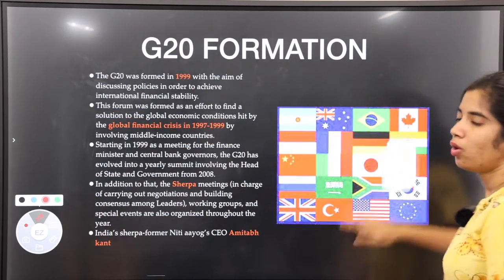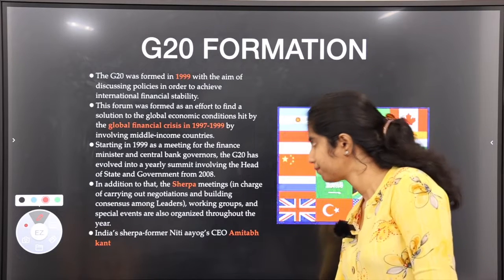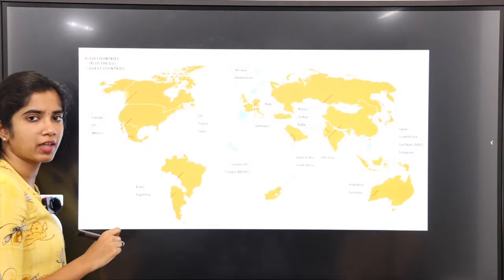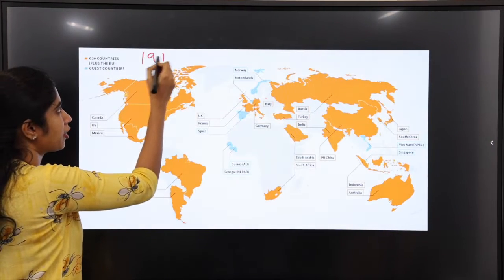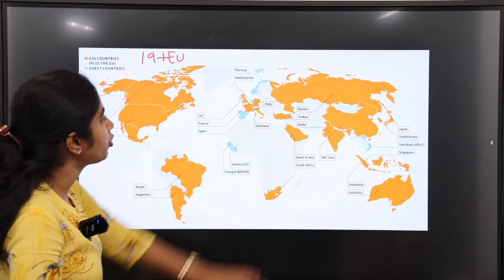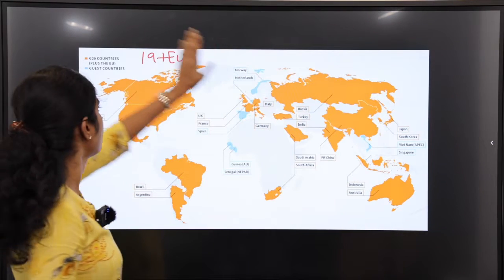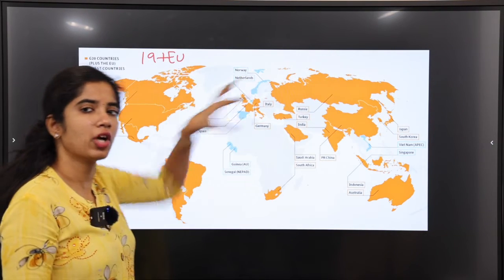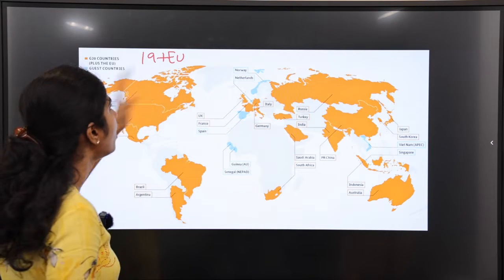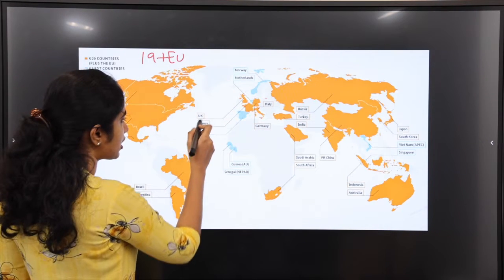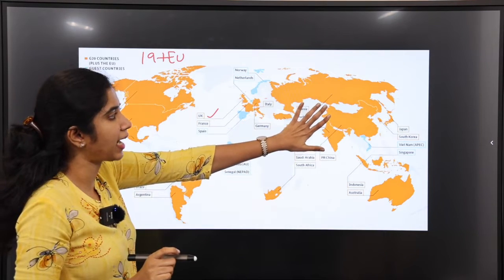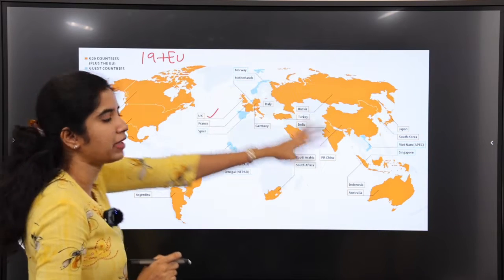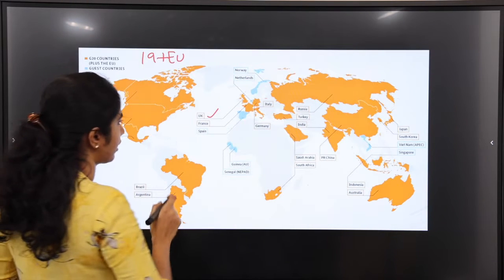So next we'll see who are the members of G20. From the name, 20 countries are the members: 19 plus the European Union. So the European Union itself is a member of G20. Apart from that, a few countries in Europe are also members. The largest economies are members. Highlighted in orange are only the member countries. The blue are guest countries, which need not be remembered; they are highlighted just for information.